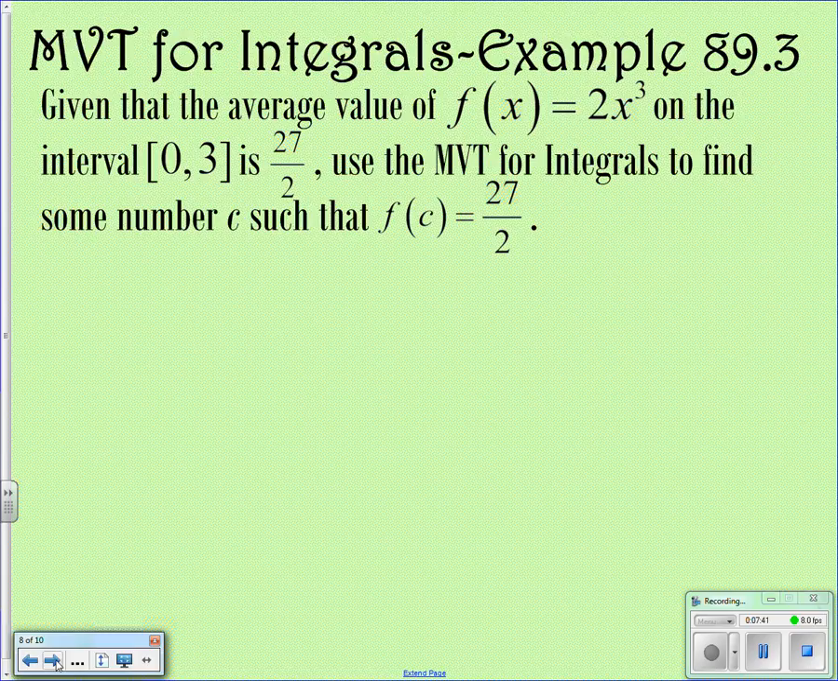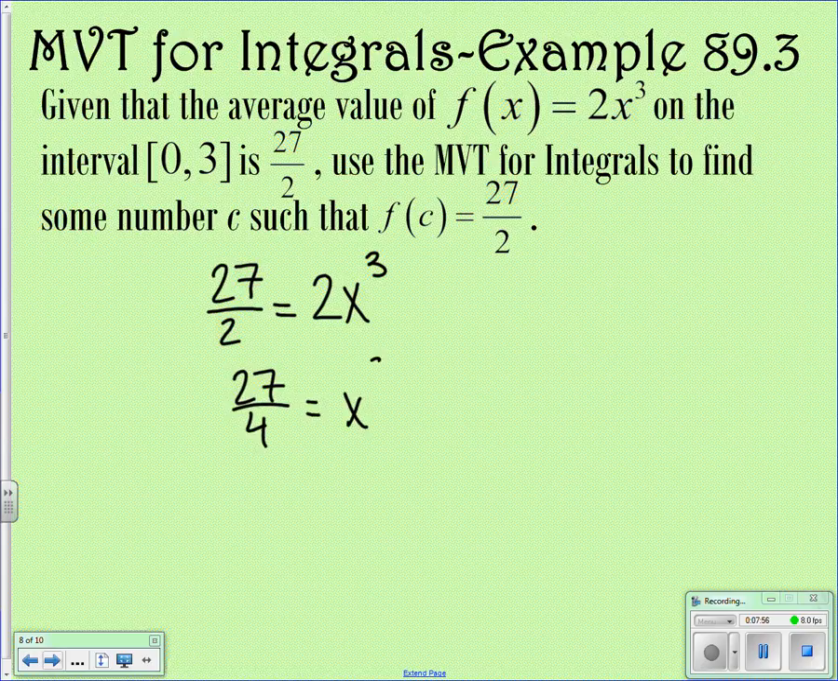If we actually wanted to find it, you would need to use algebra, and it tells us that the average of our function is 27 over 2. You would basically set that equal to your function 2x cubed. So if you divide it by 2, you have 27 over 4. And then you would take the cube root, and whatever number that is is what your c would actually be. But you can't actually use the mean value theorem here to find your c. It only tells you that it does exist. Okay, so that's how you use the mean value theorem for integrals.